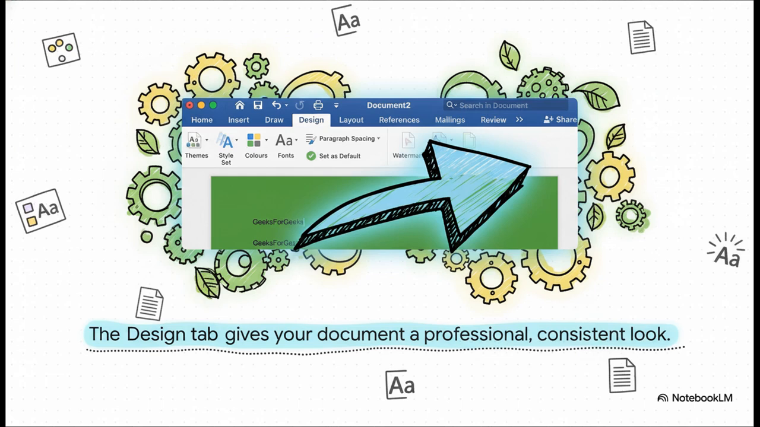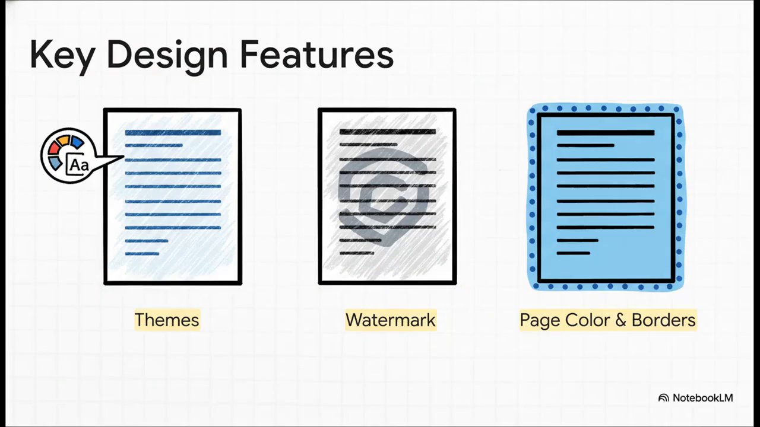Think of this as your big picture control panel. It's for giving your entire document a polished, consistent look without having to mess with individual bits and pieces. The real magic of this tab is just how fast it is. You can use themes to instantly apply a whole set of matching fonts and colors across every single page. You can also add a professional-looking watermark, that faint text in the background that says confidential or draft. And of course, you can play around with the page color and borders to really make it your own.